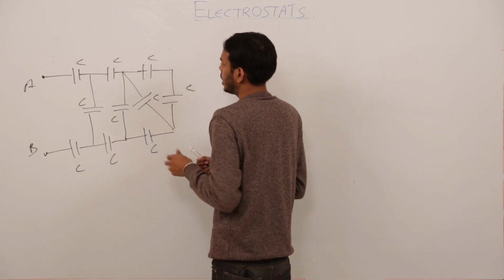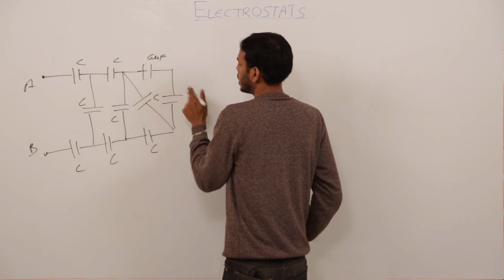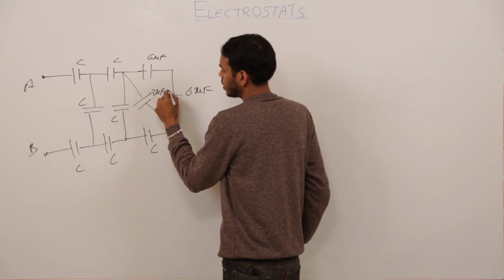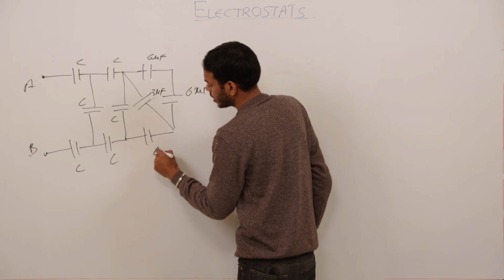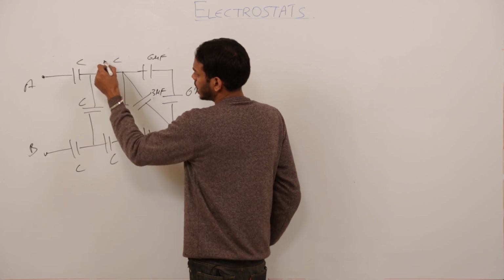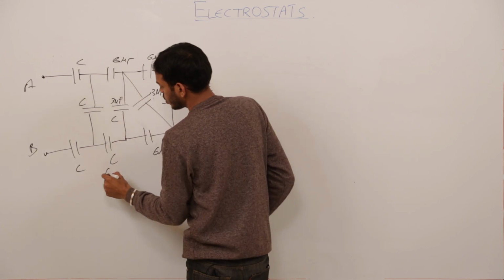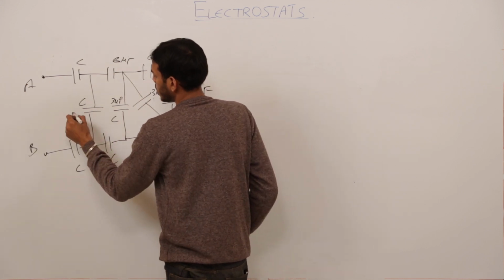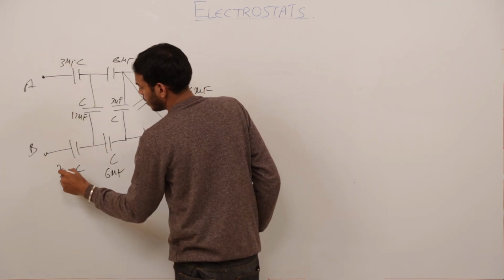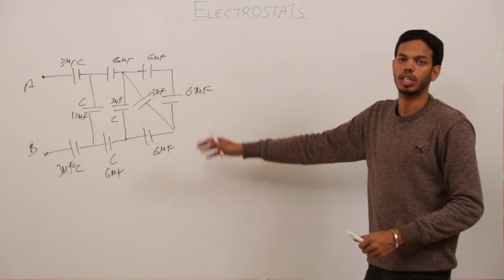Take the values, let it be 6 microfarads, 6 microfarads, 3 microfarads, 6 microfarads, then 3 microfarads, and then this is also 6 microfarads. There is also 6 microfarads. This is 12 microfarads. This is 3 microfarad and 3 microfarad. Now, if you are more comfortable with these values, you can solve the question accordingly.